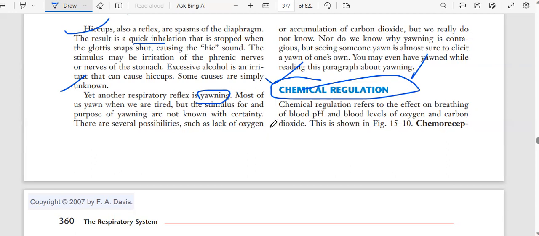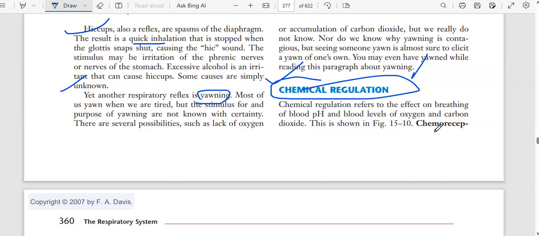Here, chemical regulation will affect the blood pH. Okay, because oxygen is coming in, carbon dioxide is going out. If the carbon dioxide remains in the body, what will happen? The hydrogen ions increase and the blood becomes acidic. Understood? If the hydrogen ions are reduced, what will happen? The blood becomes basic. We neither want basic blood nor acidic blood, we want medium. Okay, which will help the body in an equilibrium state.